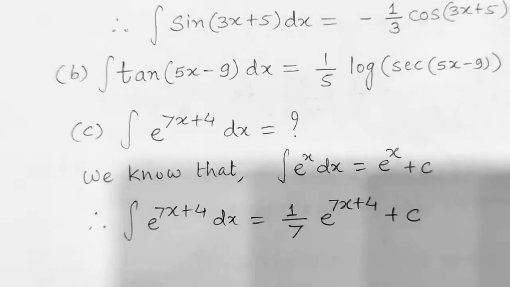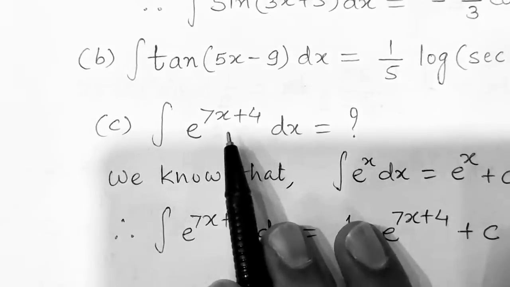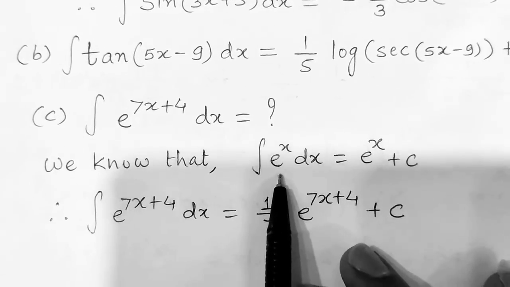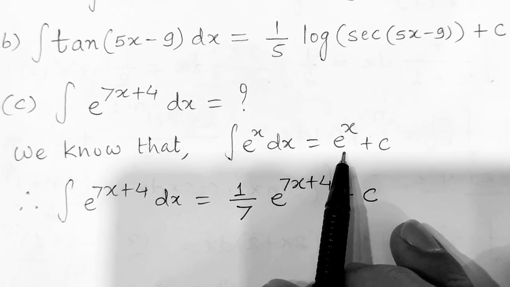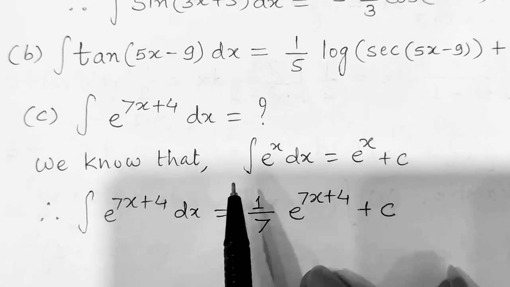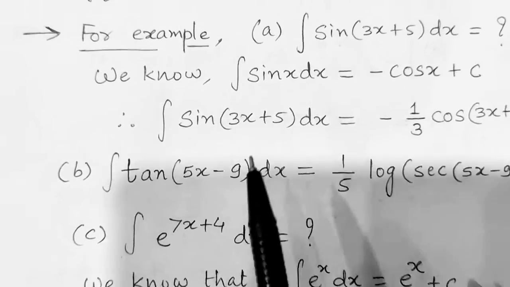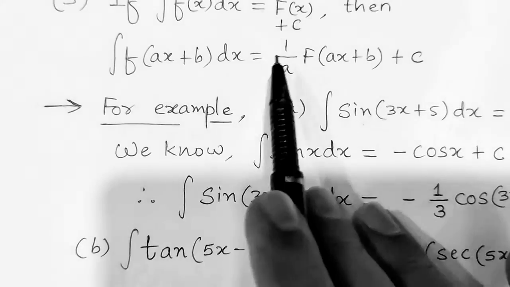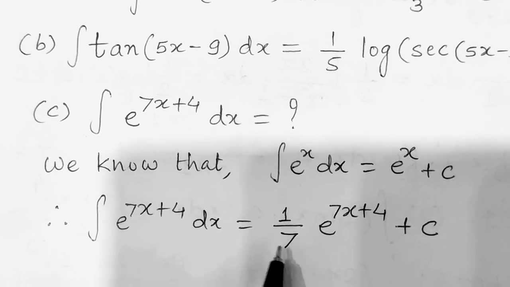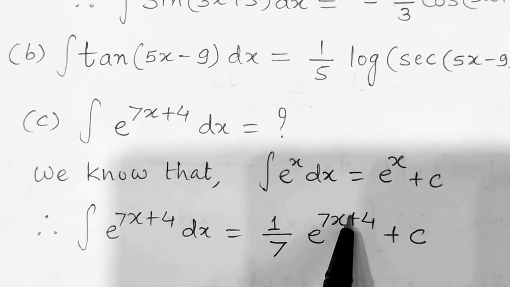What about e raised to 7x plus 4? If it is e raised to 7x plus 4, then we know that the integration of e raised to x is e raised to x. Okay, so here e raised to 7x plus 4, the coefficient of x is 7, so it is 1 by 7, just like the formula, F of ax plus b, 1 by a comes outside. So 1 by 7 comes outside, e raised to 7x plus 4 as it is, plus c.